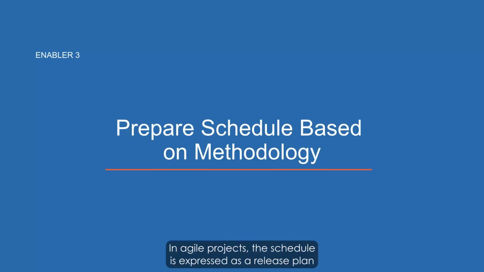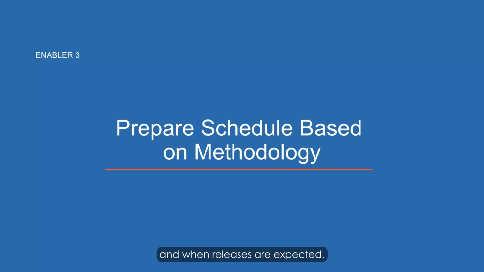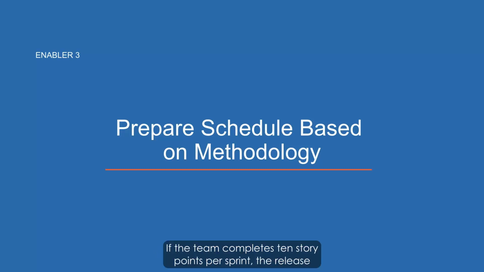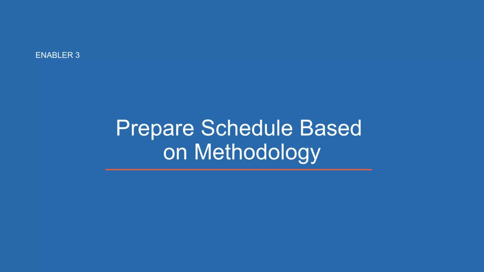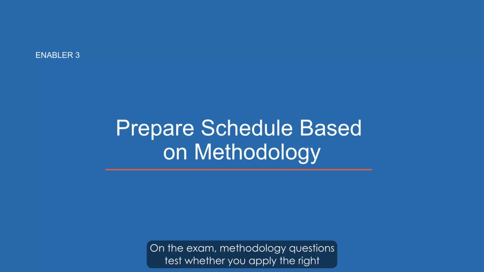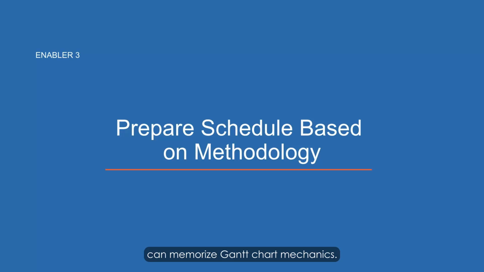In Agile projects, the schedule is expressed as a release plan and sprint plan, which stories will be delivered in which sprint, and when releases are expected. Velocity drives the schedule. If the team completes 10 story points per sprint, the release plan is built on that rate. On the exam, methodology questions test whether you apply the right scheduling tool to the right project context, not whether you can memorize Gantt chart mechanics.